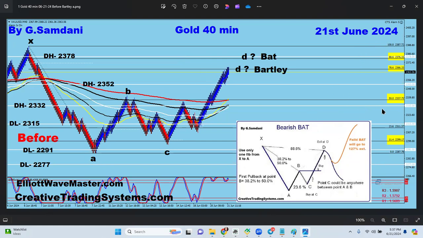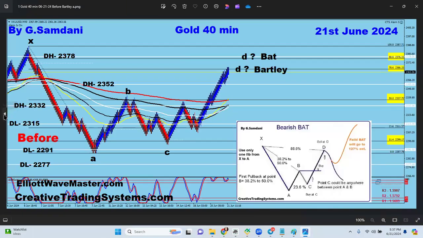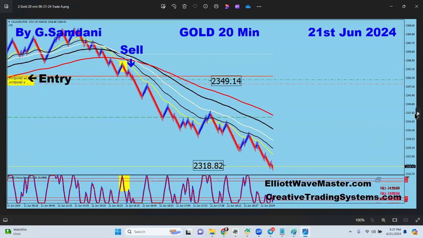So what happened to this chart so far? This is the chart, this was before, and after this is the trade actually. It started to drop after the news. This was my first entry, and I took it all the way from 2349 to 2318. You can see the sell order right there.